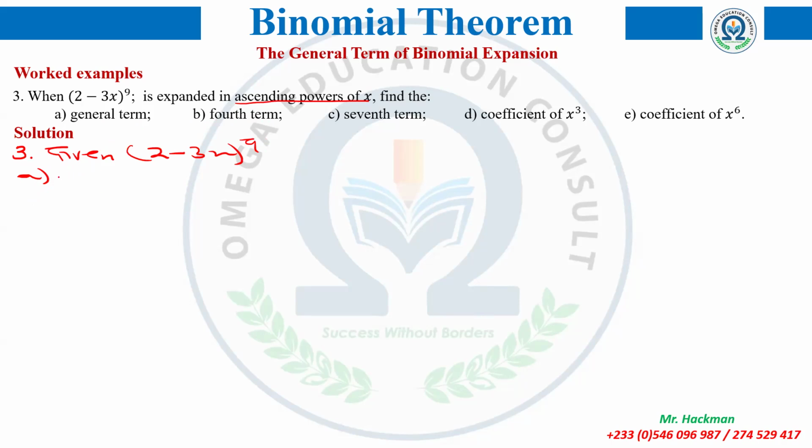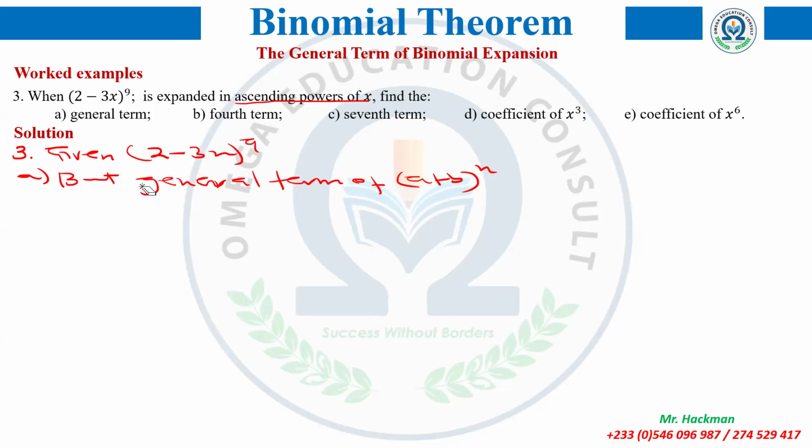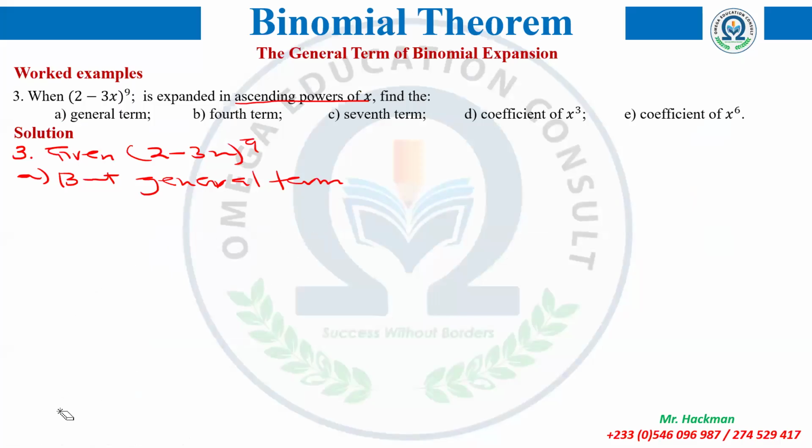So in this case, I'm going to quote the general term of (a plus b) to the power n. Let me present this maturely, so that at least you can equally adapt. Let me go to the general term. So quote the formula. Oops. Okay, I'm coming. Okay, so let's see. All right, so general term.